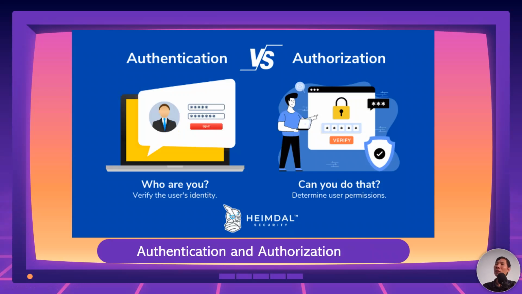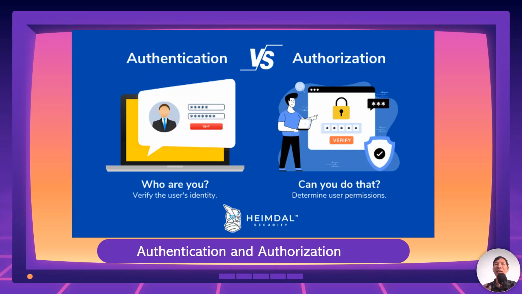Alright, now let us talk about authentication and authorization. They are two concepts in API security. What is authentication? Authentication is the process of verifying the identity of the user. It means who are you. It can be done using methods like basic authentication, JWT authentication, or OAuth 2.0.